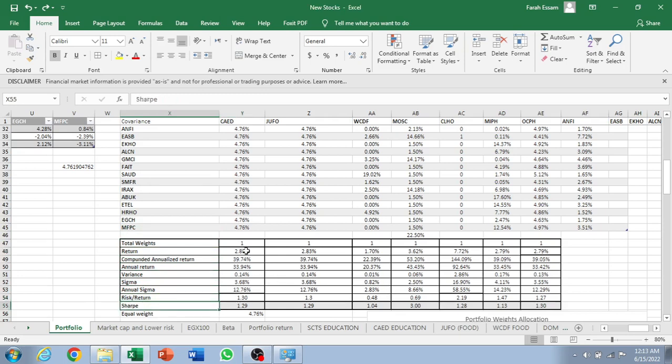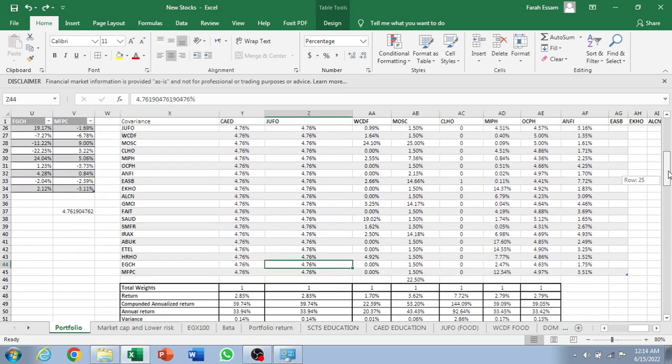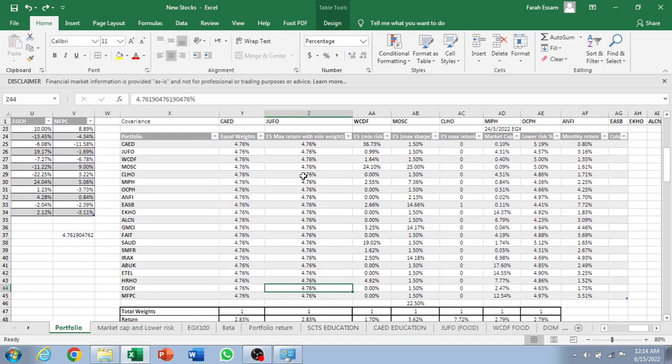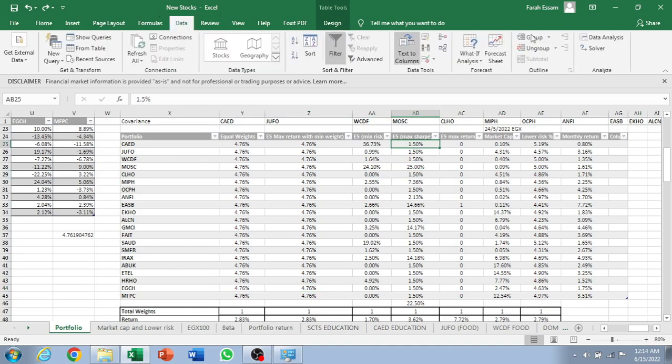Simply to get the equal weight, I just divided 100% by the 21 stocks, and I got this number. And for maximizing and minimizing the weights, I just used the Excel solver. So if we take maximizing the Sharpe ratio as an example here, I just used the Excel solver.